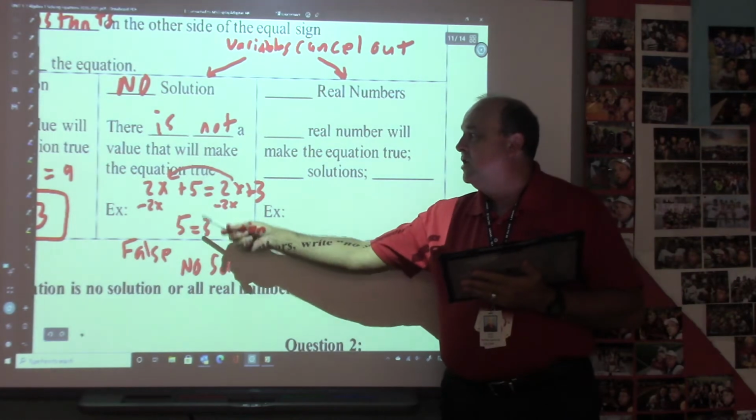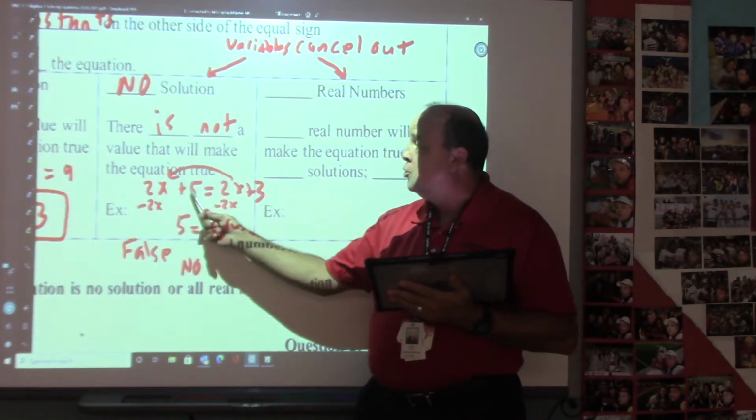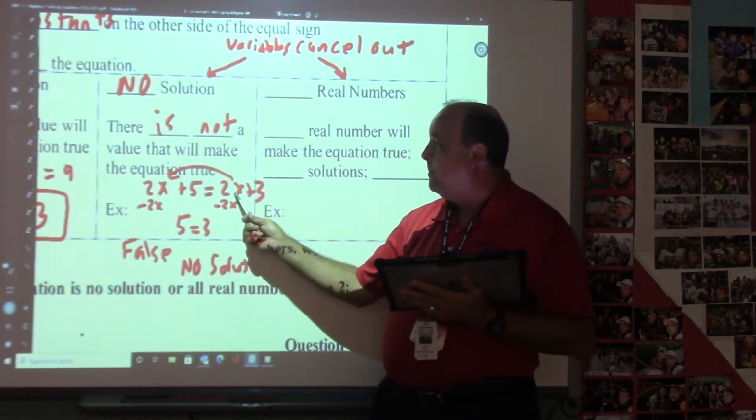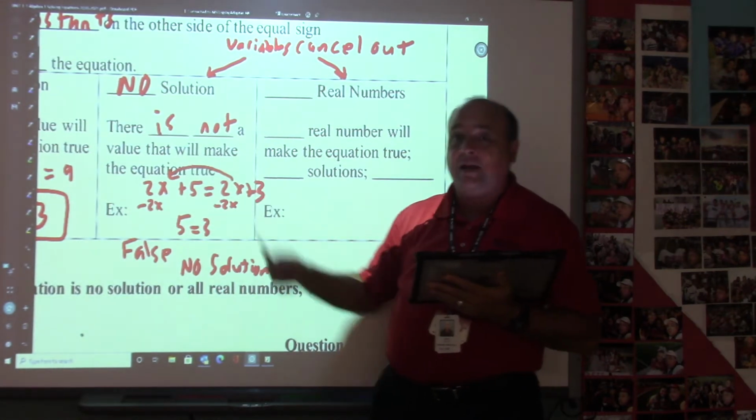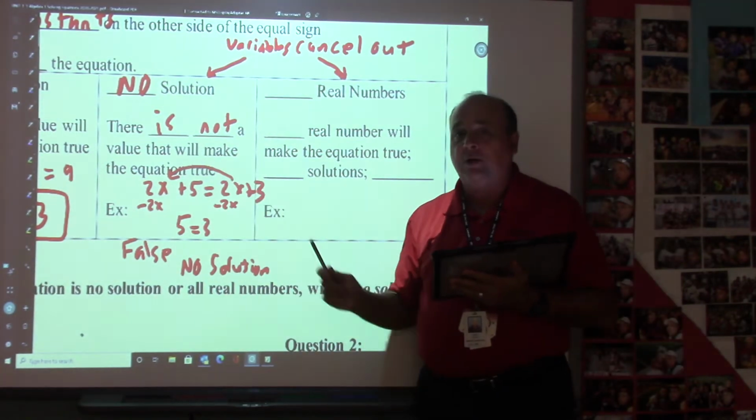That means nothing you can put in here will work. And it makes sense. You can't multiply something by 2 and add 5, multiply something by 2 and add 3, and get the same answer, can you? That will never ever happen. So no solution to this equation.